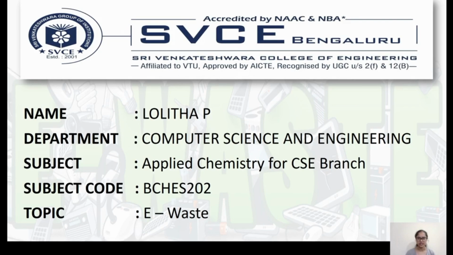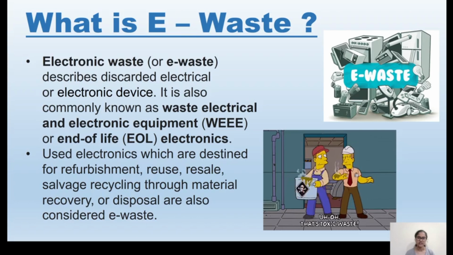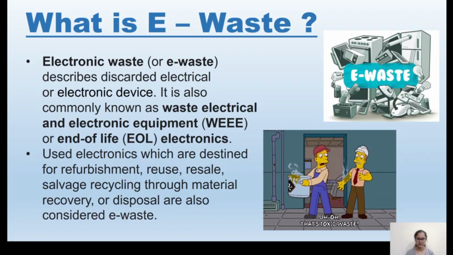Today I am going to tell you about e-waste regarding chemistry. What is e-waste? Electronic waste or e-waste describes discarded electrical or electronic devices. It is also commonly known as waste electrical and electronic equipment or end-of-life electronics. Used electronics which are destined for refurbishment, reuse, resale, salvage, recycling through material recovery or disposal are also considered as e-waste.